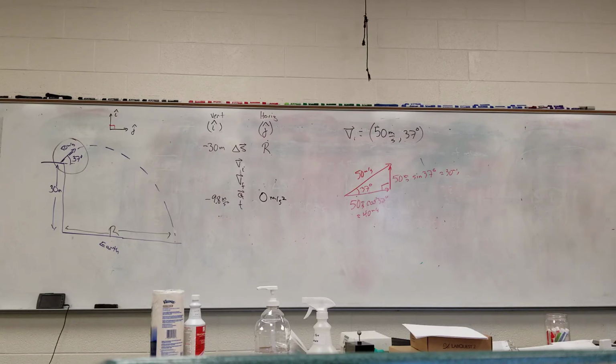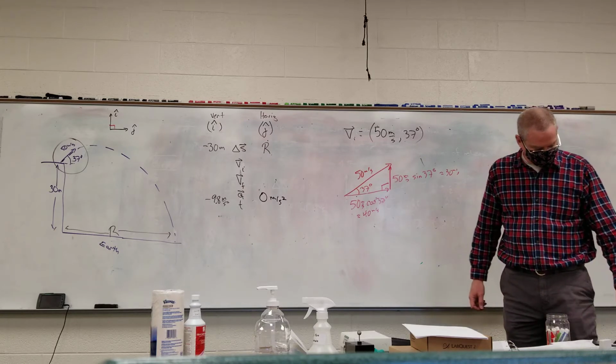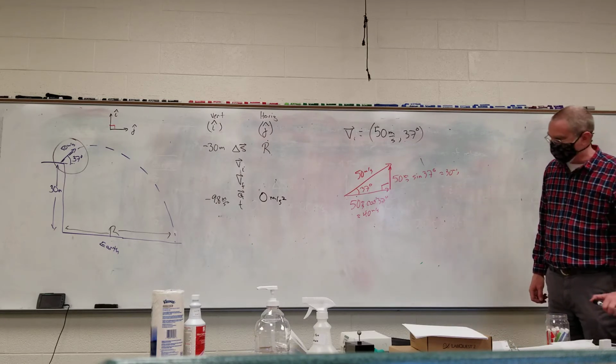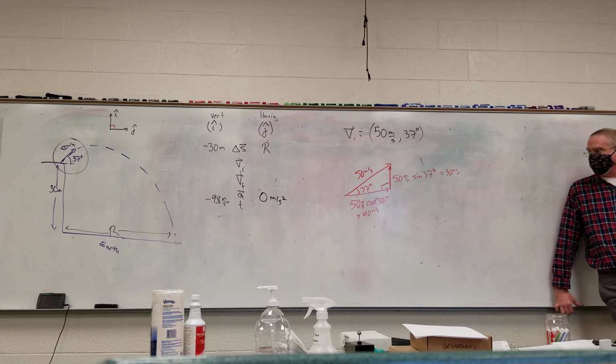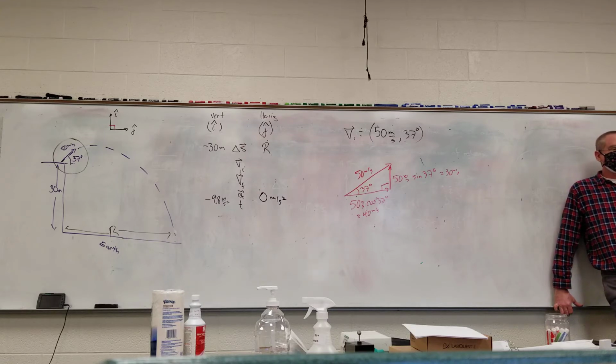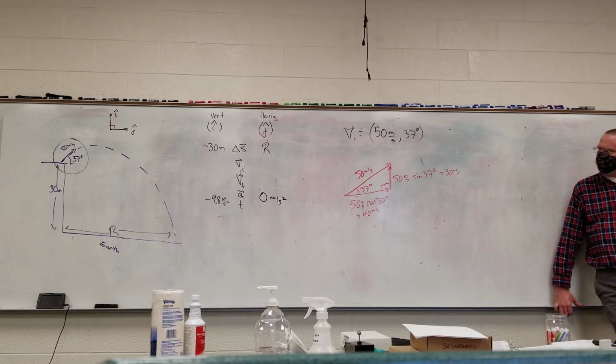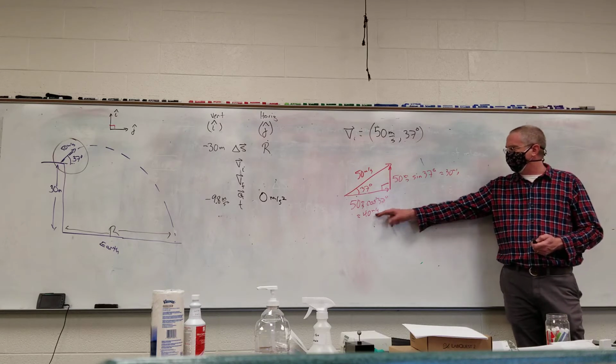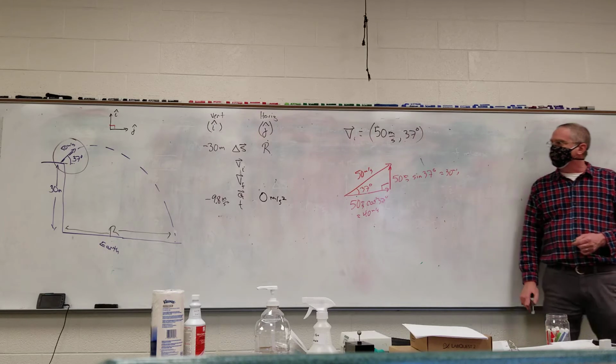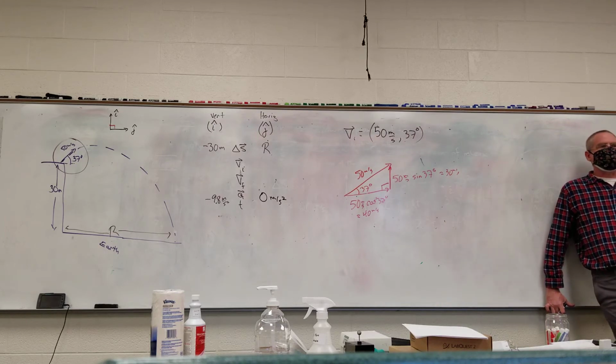A 3-4-5 triangle has one of its angles as just under 37 degrees. That's why I tricked it. If you use your calculator, 37 degrees will be just slightly more than 40. The other one will be slightly less than 30, I believe. So, other way. This will be slightly less than 40 and slightly more than 30. But for the sake of ease, I'm just going to go with the 3-4-5 triangle.